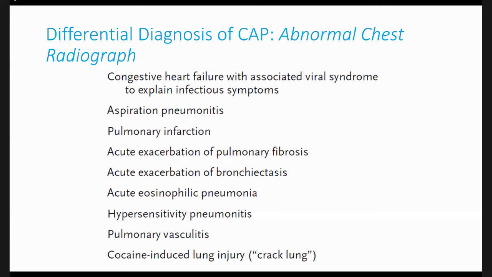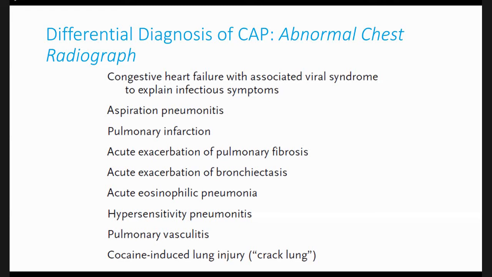aspiration pneumonitis, pulmonary infarction secondary to pulmonary embolism, for example, acute exacerbation of pulmonary fibrosis, acute exacerbation of bronchiectasis, acute eosinophilic pneumonia, hypersensitivity pneumonitis, pulmonary vasculitis, cocaine-induced lung injury, which is called crack lung. So they all can come into the differential diagnosis of CAP on the chest X-ray.